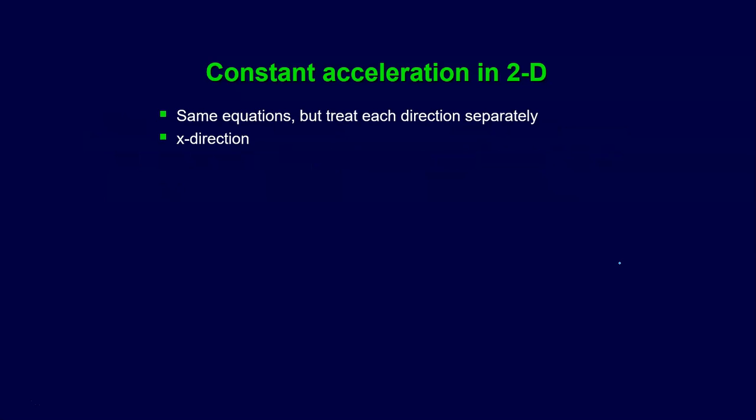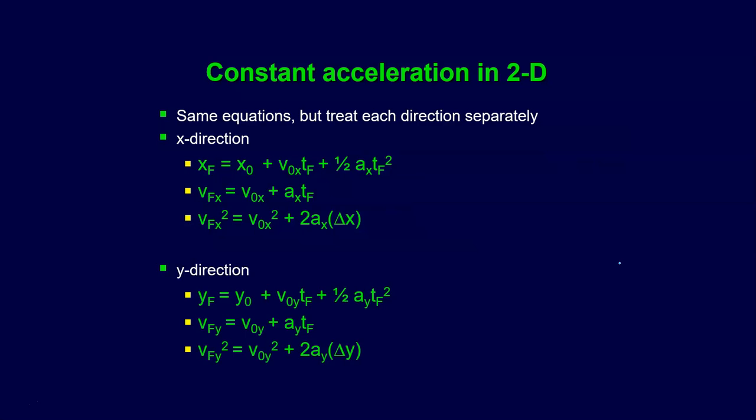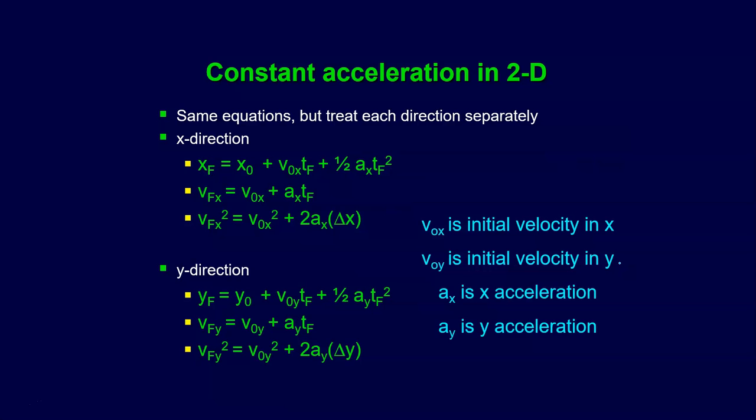So same equations, but we treat each direction separately. Now here's the one bad news, I guess: it's going to be a little bit more complicated as far as the nomenclature. This is how I like to draw this. In most cases, I'll break it down to a y direction and an x direction. These equations are the same equations we were just using. It's just that now we're a little bit more careful about what we're talking about.